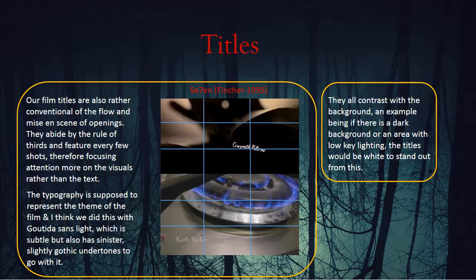Our film titles are also rather conventional of the flow and mise-en-scène of openings. They abide by the rule of thirds and feature every few shots, therefore focusing attention more on the visuals rather than the text. The typography is supposed to represent the theme of the film, and I think we did this with the Gorty de Sans light, which is subtle but also has sinister, slightly gothic undertones. They all contrast with the background, an example being if there is a dark background or an area with low-key lighting, the titles would be white to stand out from this.